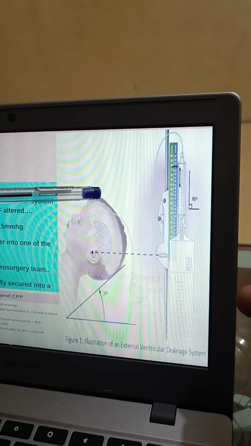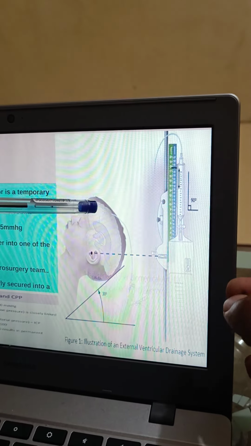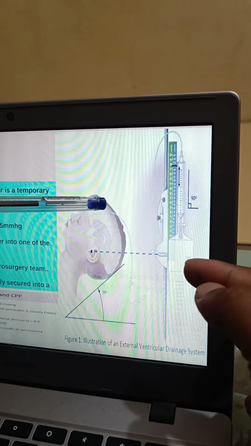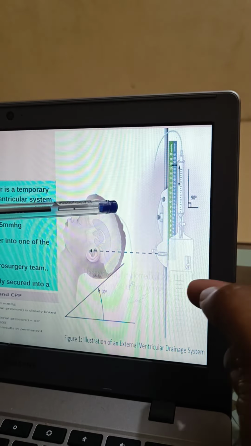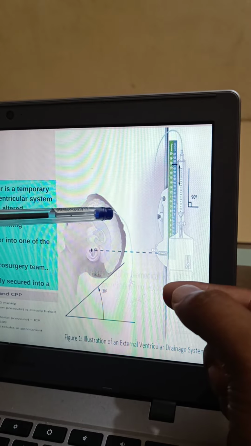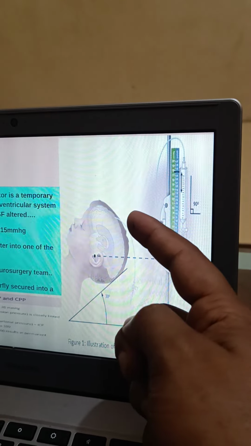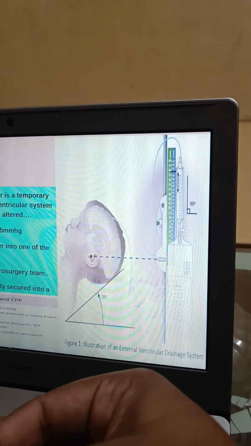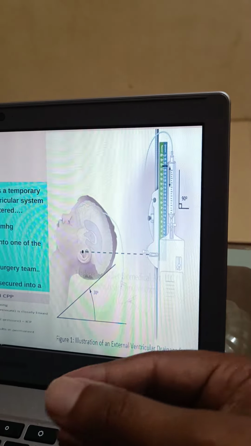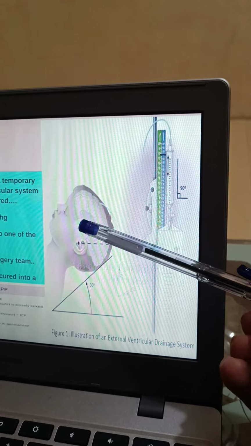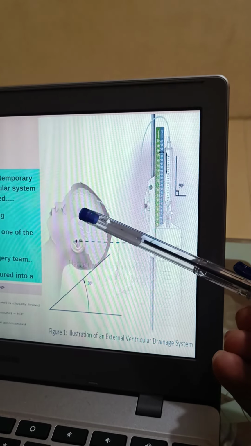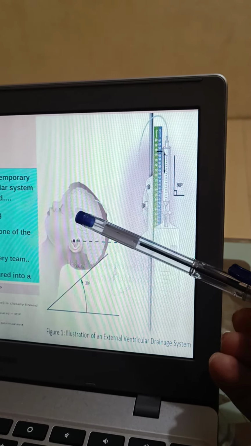Even the left side is sometimes used, but most neurosurgeons prefer the right side. They take one small scalpel, make a small cut, and then insert one catheter. You can see the catheter here, and they introduce it until it enters up to the foramen of Monro.